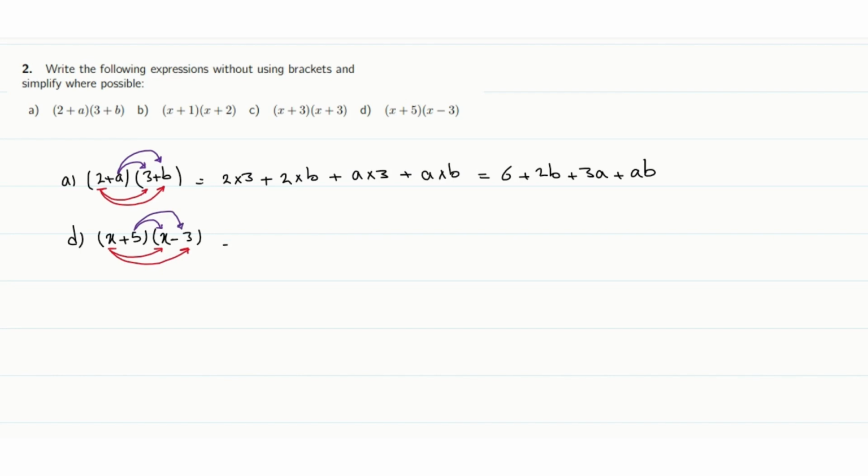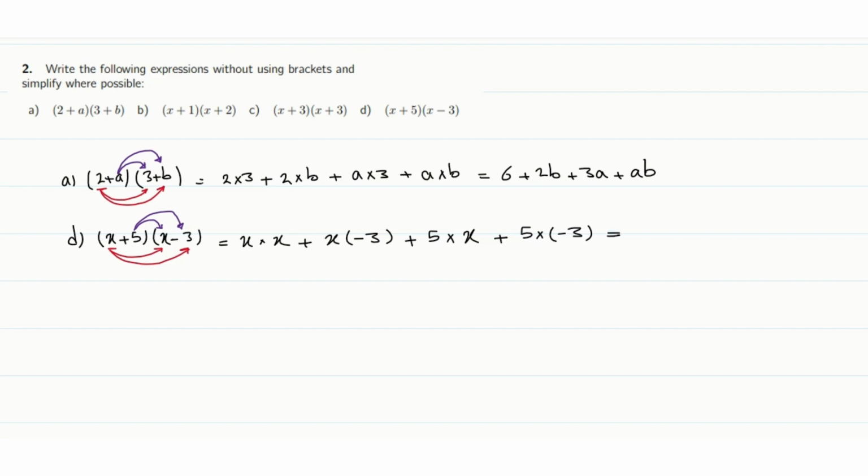So let's rewrite the equations now. We have x times x plus we have x times minus 3 plus we have 5 times x plus we have 5 times minus 3. Now we're going to write the equation and simplify it.